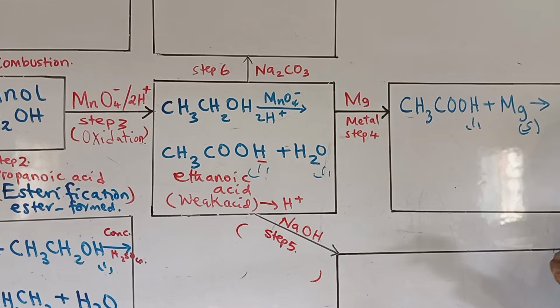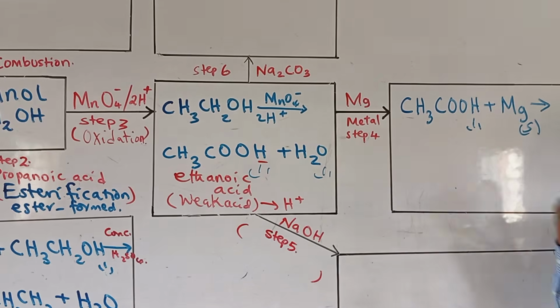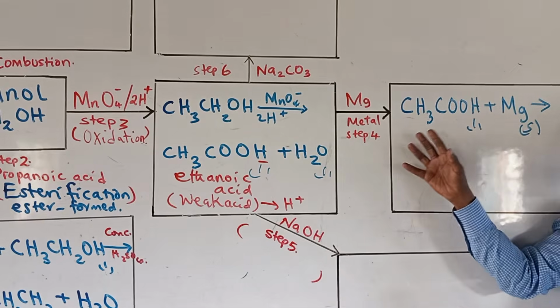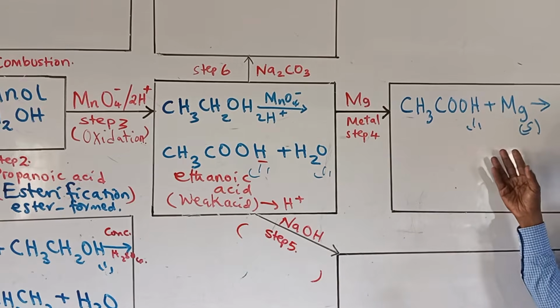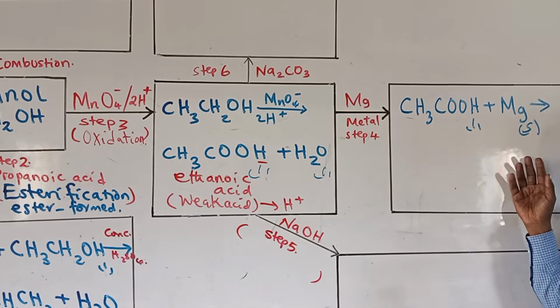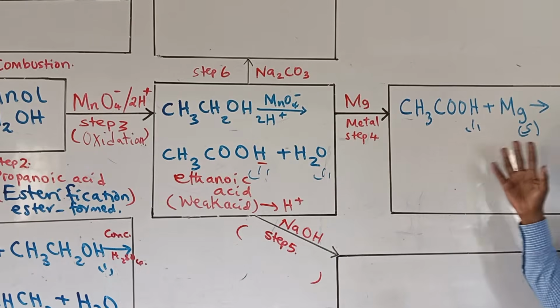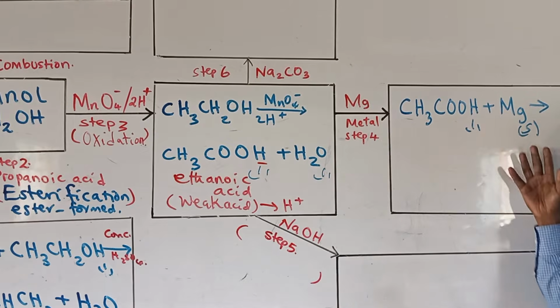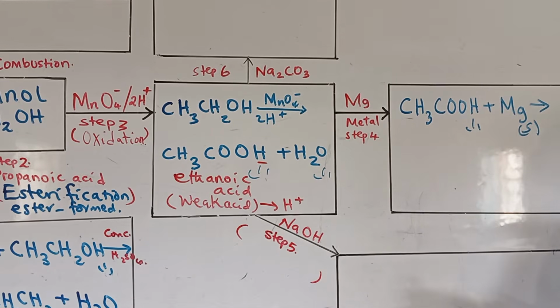What is going to be formed? We are going to form a salt and water. This is a case of acid and metal. An acid and a metal react to form salt and water. Salt and hydrogen gas, I beg your pardon. So we shall form a salt and hydrogen gas is going to be evolved.